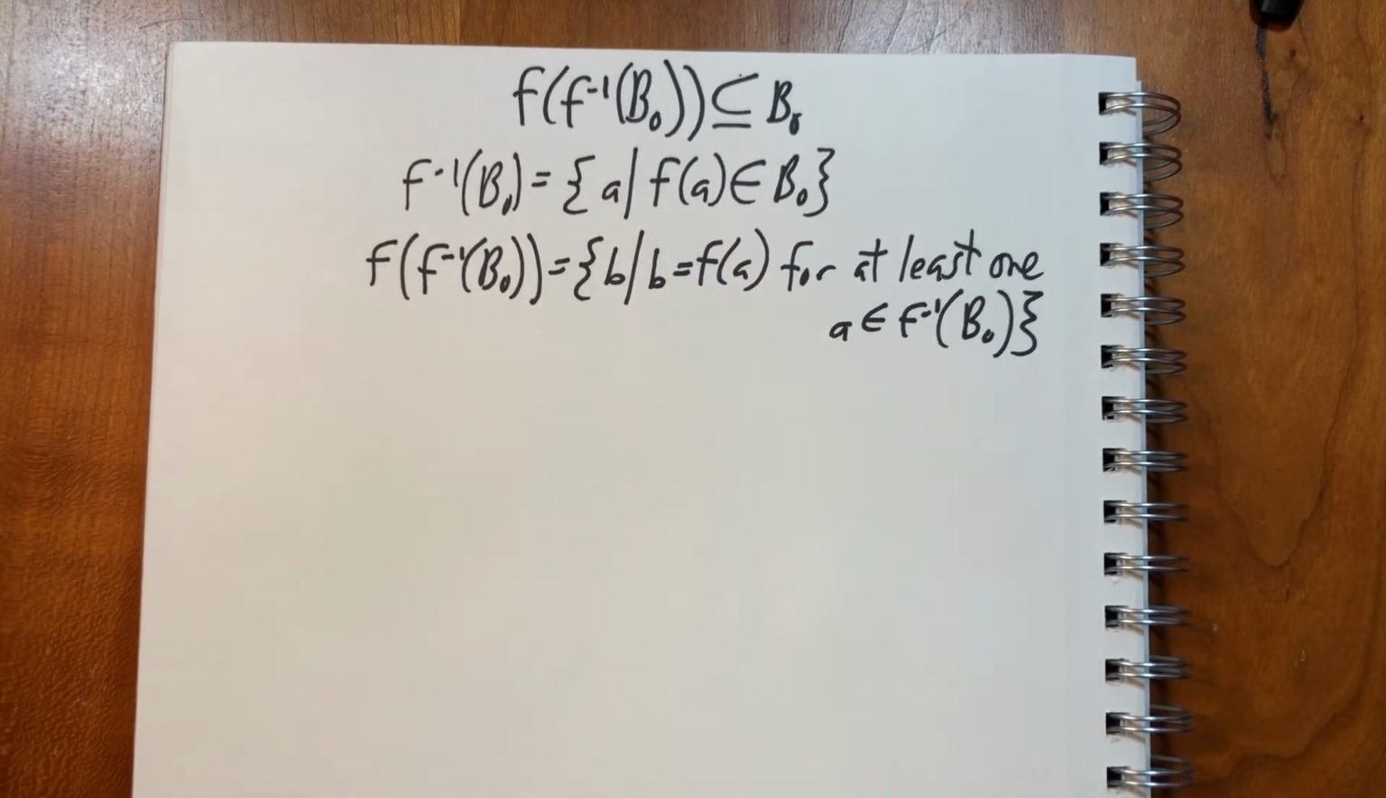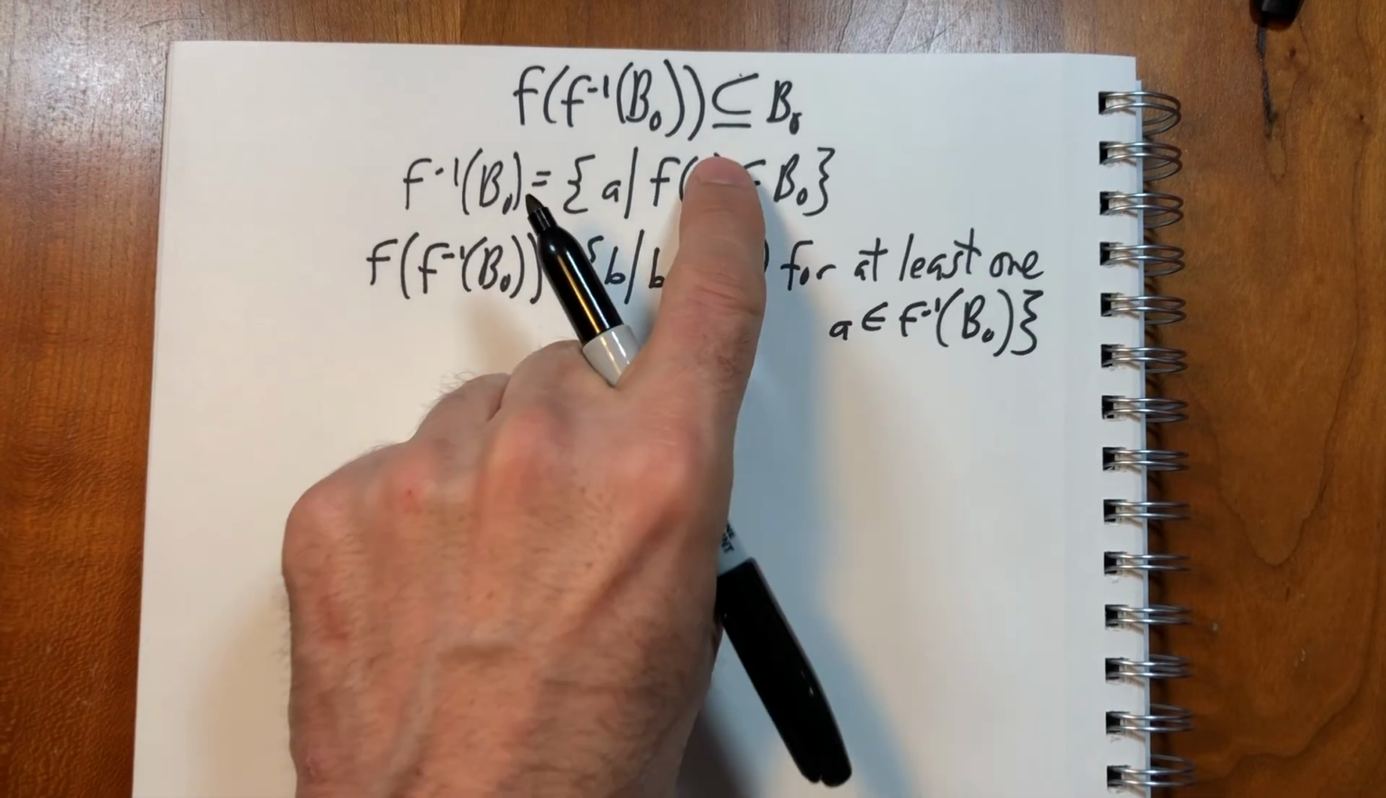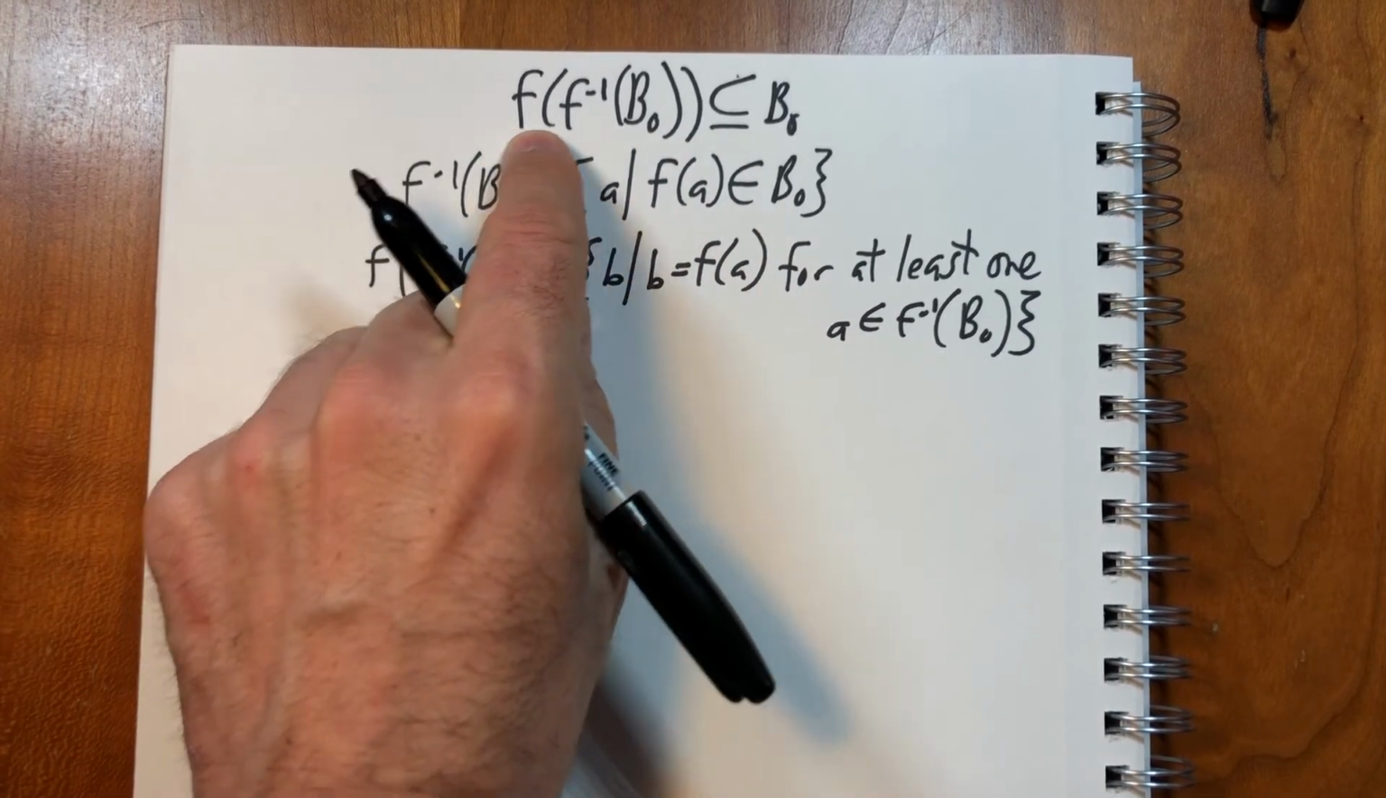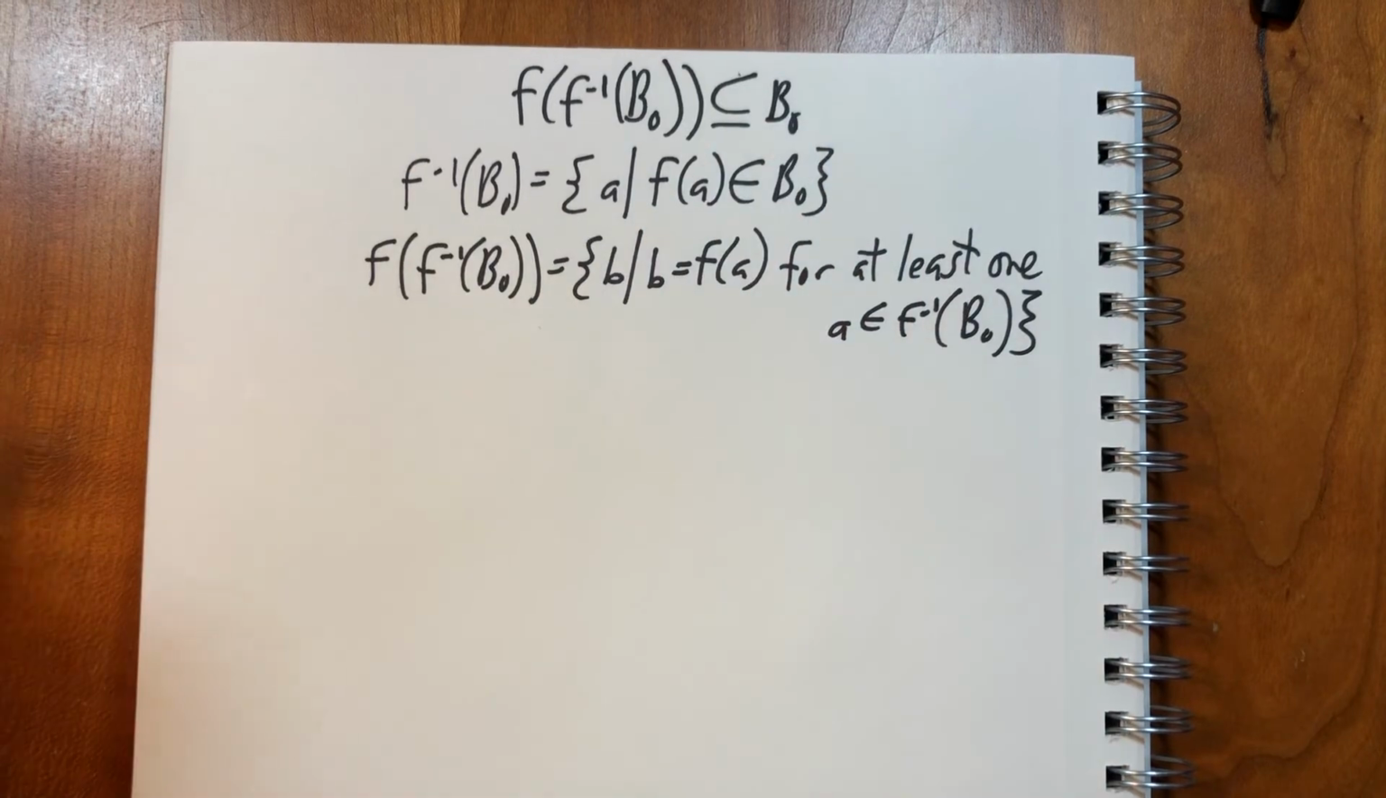First of all, remember that it's possible for the preimage of a subset of the range to be empty. If that's true, there's nothing to prove because the empty set is a subset of every set. But if the preimage is not empty, then we can take an arbitrary element of the left side and we will prove it's in the right side.